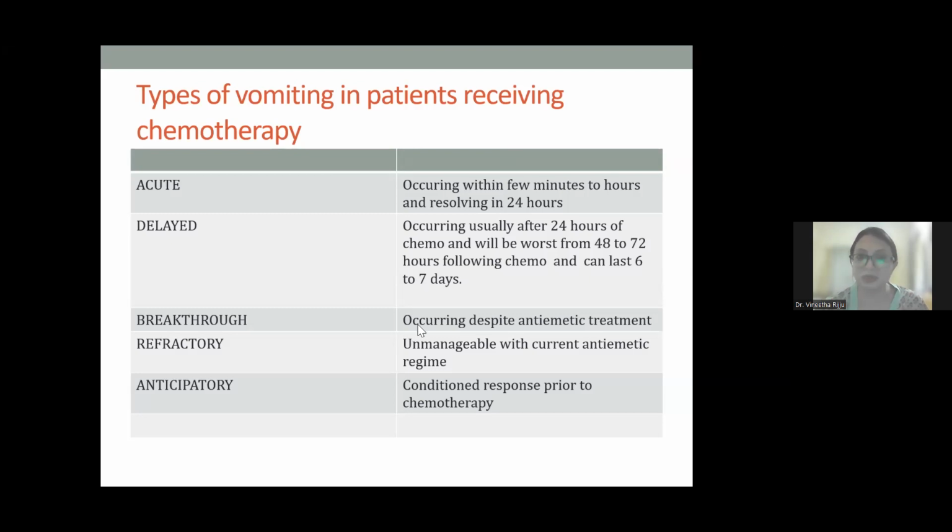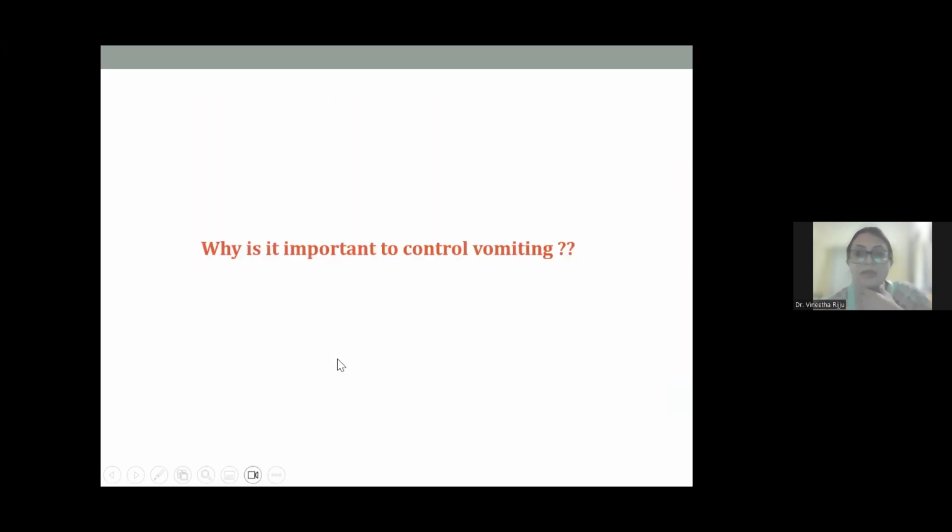We will go into it shortly, how we manage each of them. Okay, so why are we having an entire session on vomiting? Why are we so bothered? Vomiting is another symptom, and you can give just an antiemetic. So why is it that we are giving so much emphasis to control vomiting? Any suggestions on that? Why is it important to control vomiting?